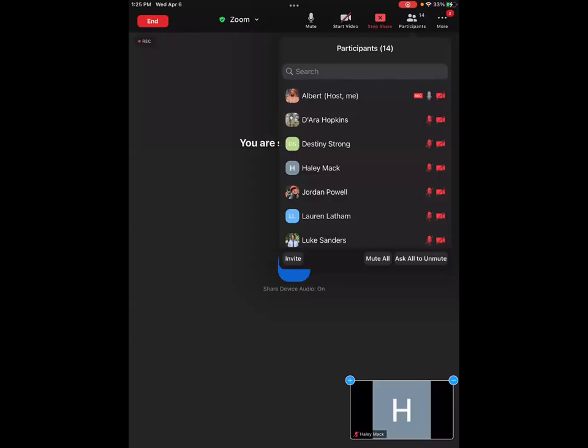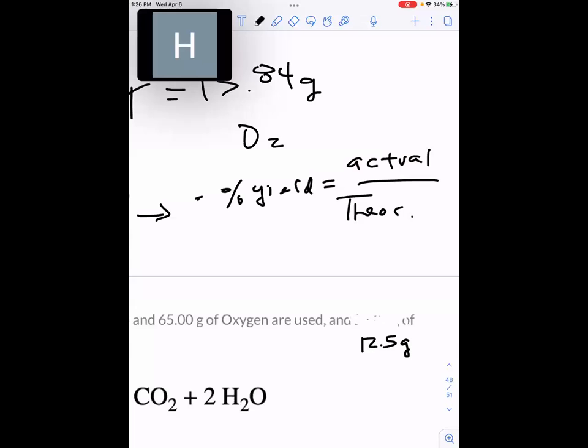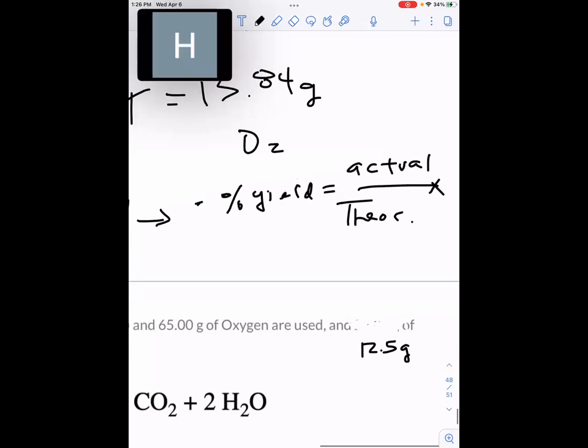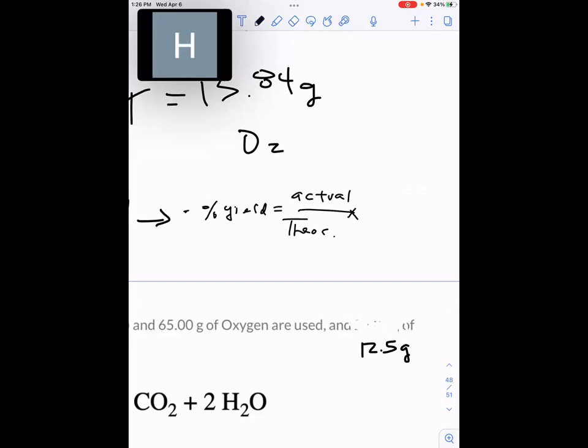All right. So the way we will apply this is by calculating what's called the percent yield, which is actual over theoretical, times 100. All right. And that's how we calculate. That's the purpose of calculating the theoretical.